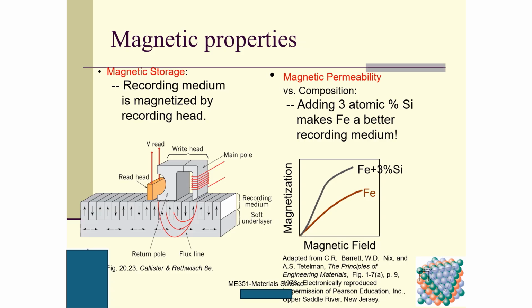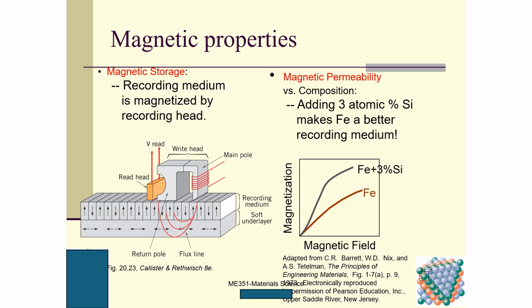So magnetic properties, the storage. In magnetic storage, the recording medium is magnetized by the recording head. So here you can see the magnetic storage, and this is the read head. This is the main pole, and here this is the recording medium, and this is the soft underlayer. This is a return pole, and this is a flux line.